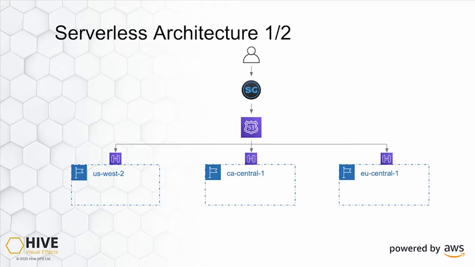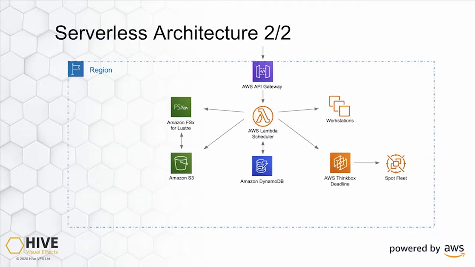As a refresher, let's look at what is going on in the background. As an artist makes an API call from Shotgun, that is forwarded to the artist's closest region. In the region, the API call is handled by a Lambda function, which will provision an FSx file system if there isn't already one active. And once we have an active file system, it will provision the artist's workstation. Let's take a look at this in action.